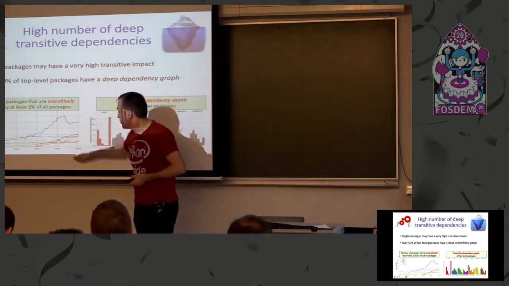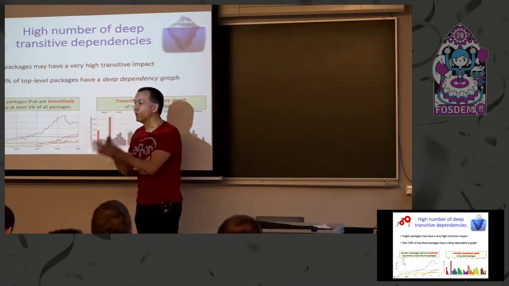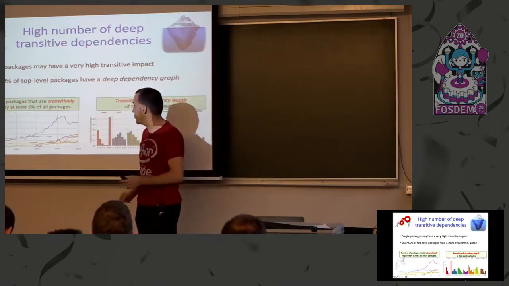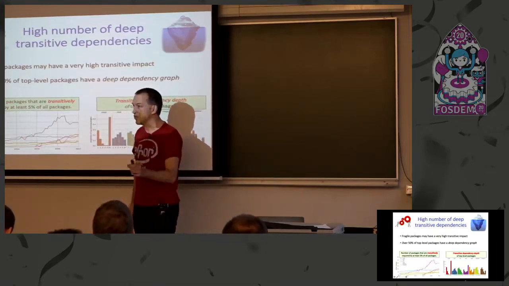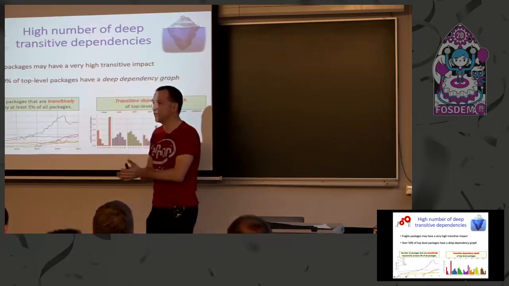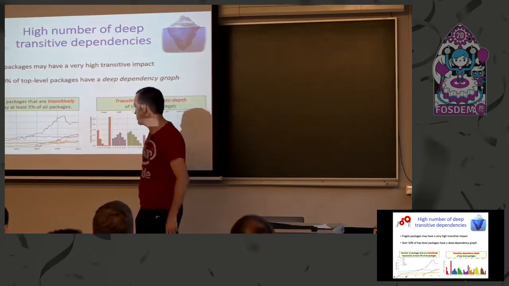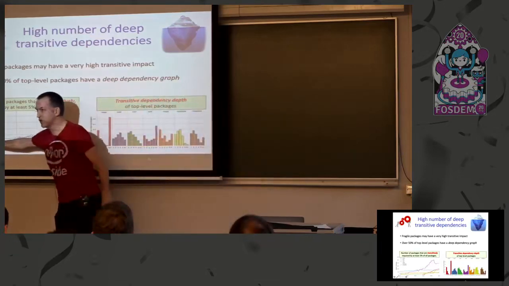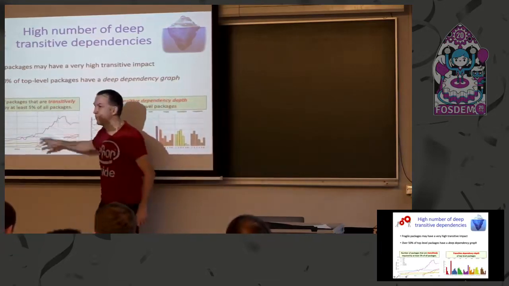So basically here, what we try to measure is, say we focus on 5% and we start counting over time how many packages at a particular point in time will, if they break, affect at least 5% of all the other packages in the ecosystem. And then we can count how many packages these are. Here we see the case for NPM.